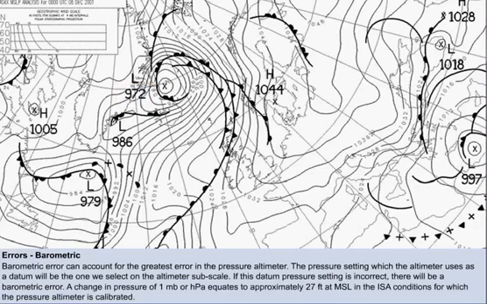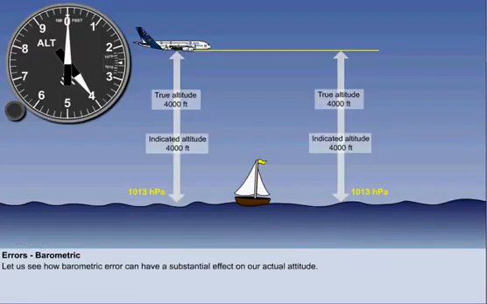And a change in pressure of even 1 hectopascal equates to approximately 27 feet at mean sea level in the international standard atmospheric conditions for which the pressure altimeter is calibrated. So if our altimeter subscale is not reset accordingly, there will be a barometric error. Let's see how barometric error can have a substantial effect on our actual altitude.